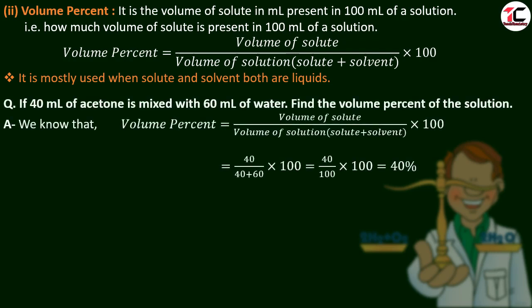Here is a question. If 40 ml of acetone is mixed with 60 ml of water, both are liquid, find the volume percent of the solution. As we know, volume percent is equal to volume of the solute by volume of the solution into 100. Volume of the solute is 40 and volume of the solution 40 plus 60, it is 100. So it becomes 40 by 100 into 100, that is 40%.